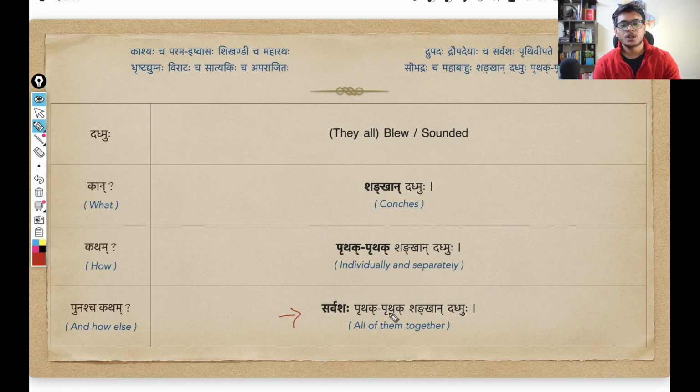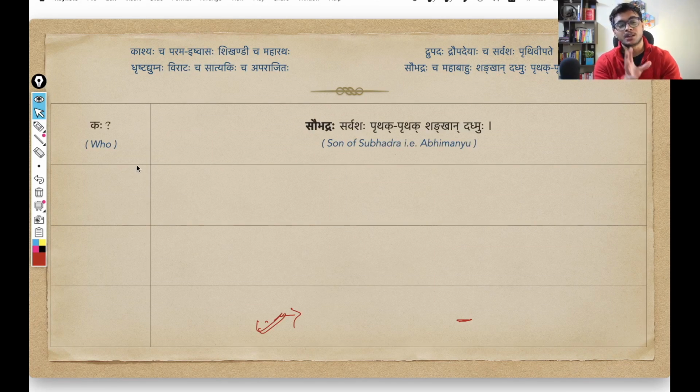So sarvashaha prathak prathak shankhan dadmuhu, simply meaning that all of them together, individually, they blew their respective conches. That is the sense up till here. So now just the names are there, but the actual meaning of the shloka is this only, that all of them together they blew their respective conches individually. That is the sense of this entire shloka.